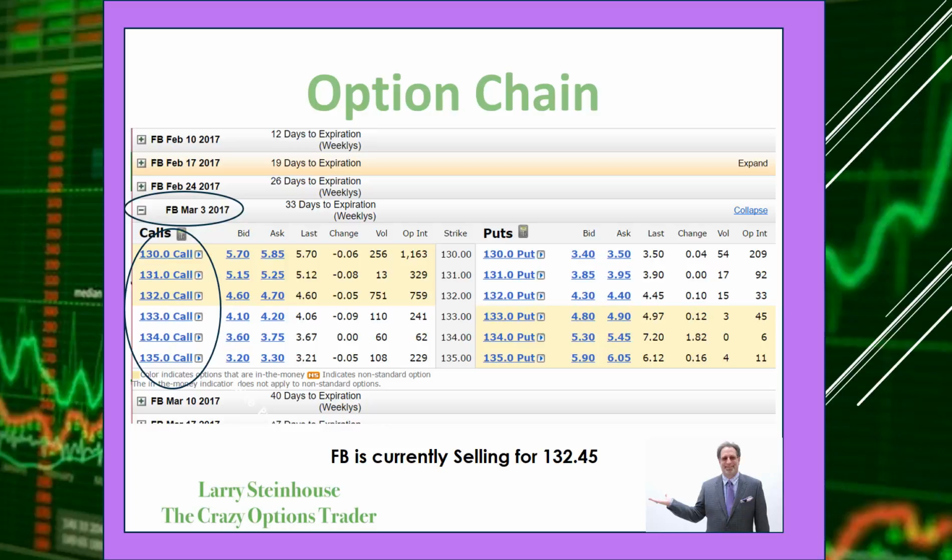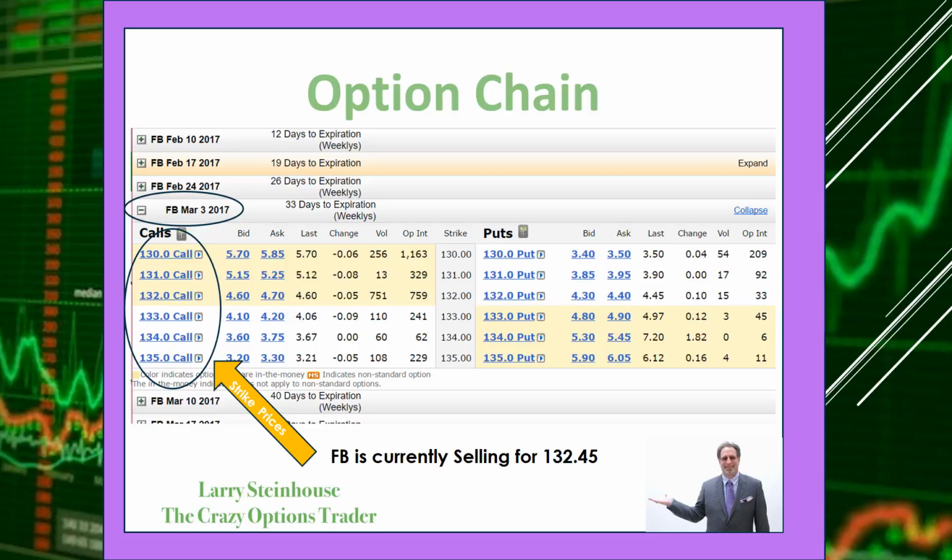So you can see, by the way, if you haven't noticed already, the ones in yellow have intrinsic value. The ones in white have no intrinsic value. So the ones in white, you're paying for pure time. The ones in yellow, you're paying for time plus intrinsic value. Now we're going to get into, in some further webinars and some further modules, when you should buy with intrinsic value and when you should buy without intrinsic value. Now you do understand that with intrinsic value, they're going to be more expensive, of course, but sometimes they're safer.